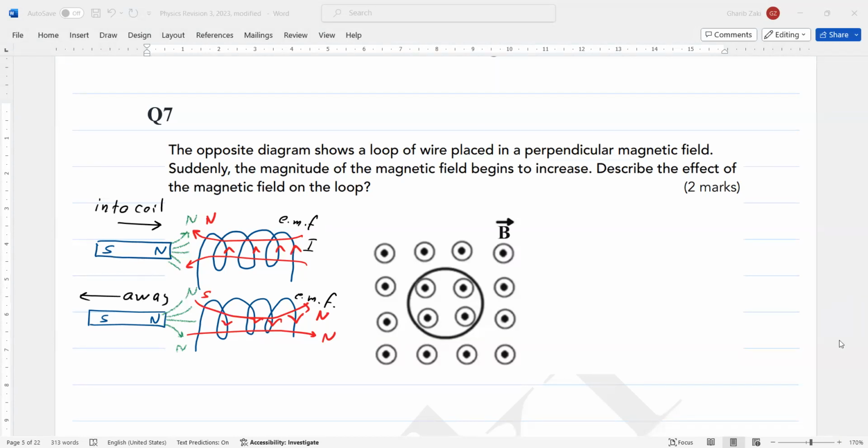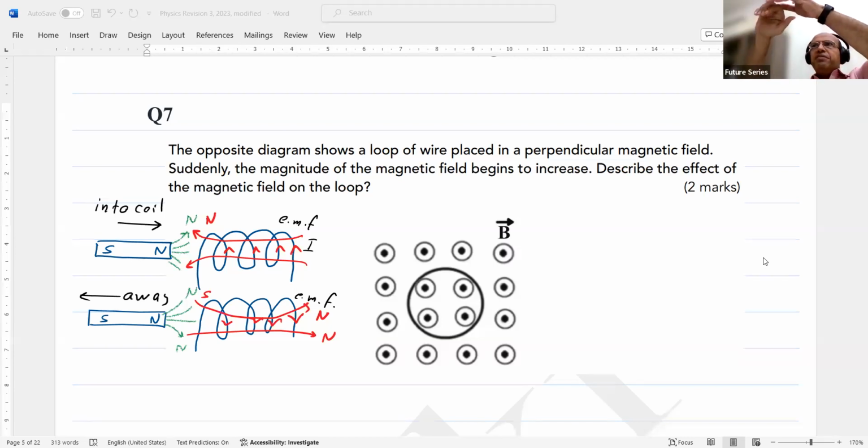Do you remember the right hand grip? Follow me please. So the fingers represent what? The current, and the thumb represents the north. Can you see B here? B is out of the page. Then we have a current induced. When B changed, we have current induced inside the field.